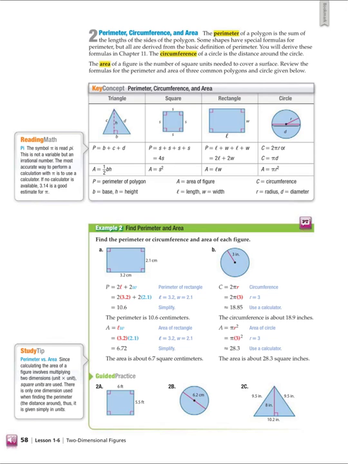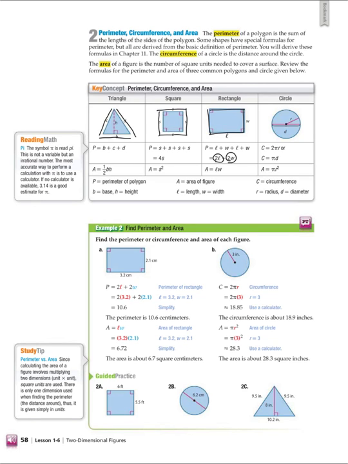So in our triangle, when we want to know the perimeter, we've got to add up the lengths of the 3 sides that are the edge. In a square, we have 4 sides that are the same length. So if we know the length of one of those sides, we just need to multiply it by 4 to find the perimeter. In a rectangle, we have 2 lengths that are the same. We have two widths that are the same. If we add those together, that gives us the perimeter.